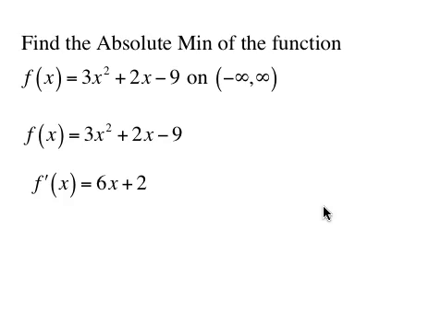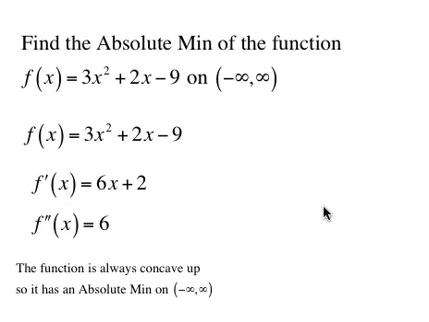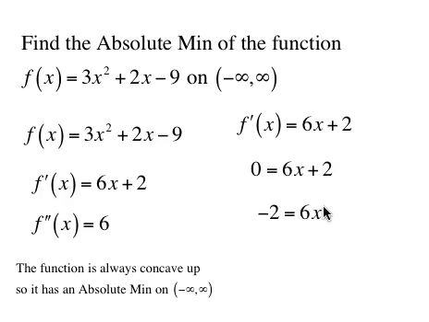Our first derivative is 6x plus 2. Our second derivative is 6. If the second derivative is positive, the function is always concave up. Second derivative is always 6. Second derivative tells us if it's concave up, this function is always concave up. It will have a minimum at that critical point. So looking at that derivative, 6x plus 2, the derivative always exists. Set it equal to 0. Negative 2 is 6x. Negative 2/6 or negative 1/3 is x. That is our only critical point. That's got to be our absolute min.